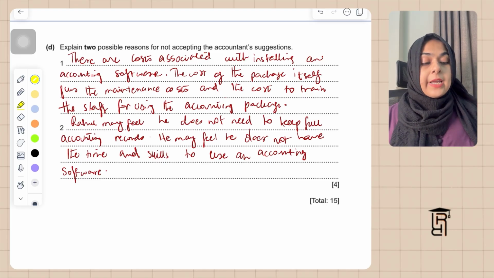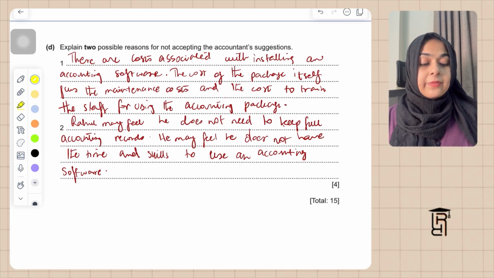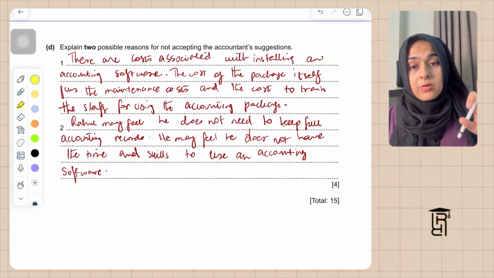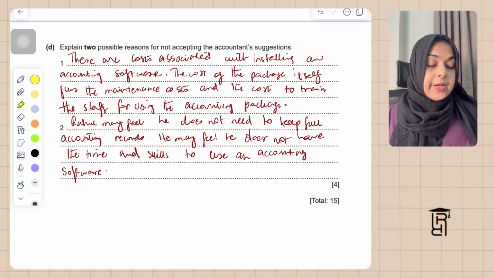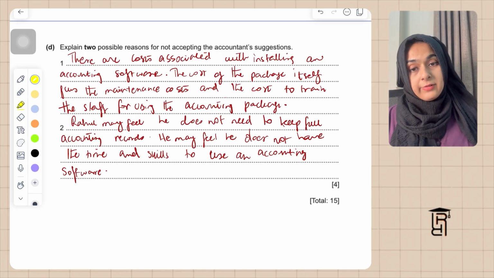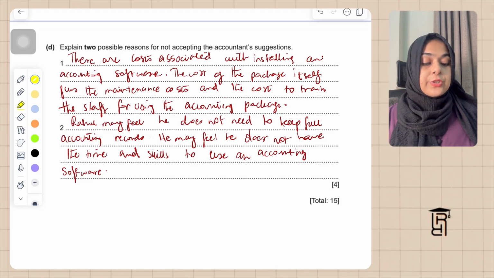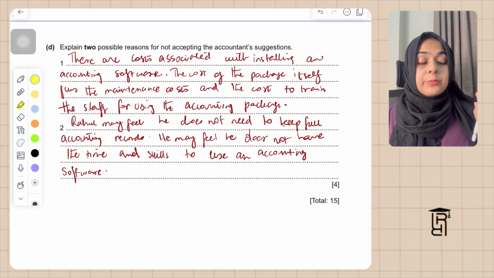The next reason why Rahul might not accept the accountant's suggestions is maybe Rahul is very satisfied with keeping incomplete records. He does not need complete accounting records, and he feels that he's okay. He may feel he does not have enough time and the skills to use accounting software, and he does not want to keep full accounting records, because he's satisfied with incomplete records.